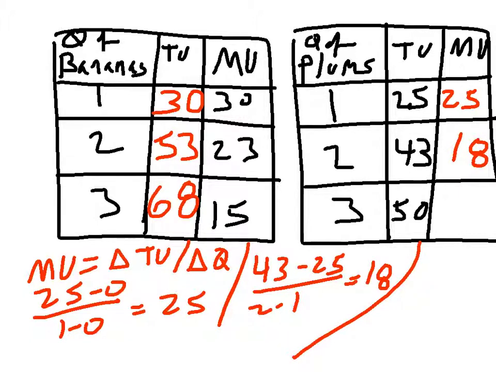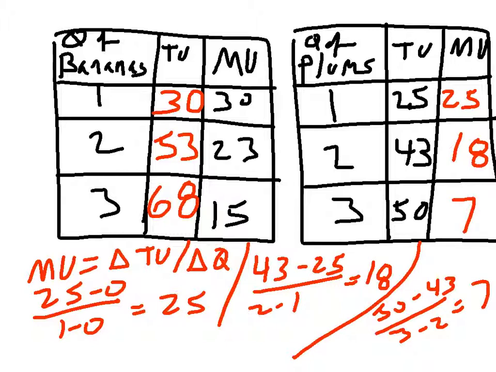And then, what is the marginal utility for the third plum? Well, the total utility for the third plum was 50. It was 43 for the second plum. 3 minus 2, and that comes out to be 7.